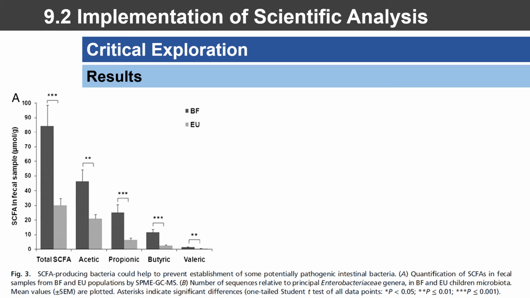And so what you see on the y-axis is short chain fatty acids in fecal samples, given as a particular concentration, micromolar per gram. You have a black set of bars and a gray set of bars where those colors differentiate the diet groups, black being the BF and gray being the EU. And then you can see comparisons, on the x-axis, for total short chain fatty acids, or each of the 4 individual ones that follow: acetic, propionic, butyric, and valeric.